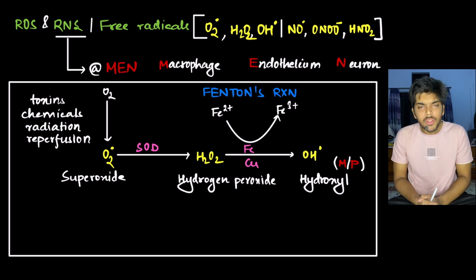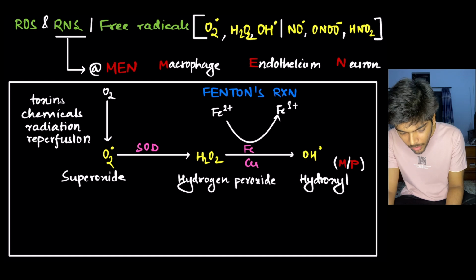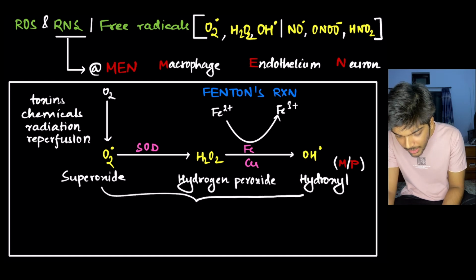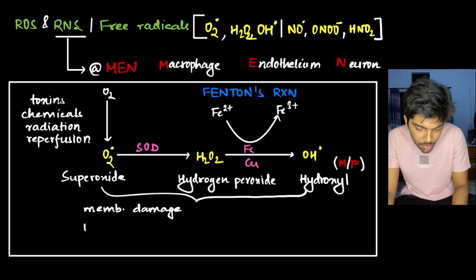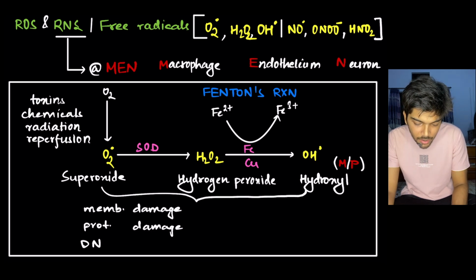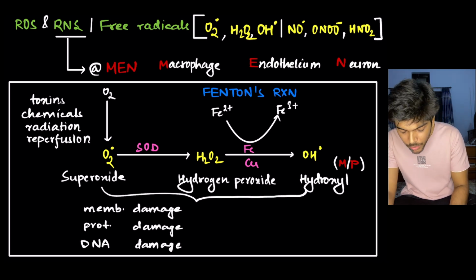Now, what will these reactive oxygen species do? They will react with the cell and destroy them. What are the three components of the cell they end up damaging? They damage the membrane. There is membrane damage. They damage the protein. There is protein damage. And they damage the DNA. So there is DNA damage, as I said earlier. What type of damage? That also you need to know.